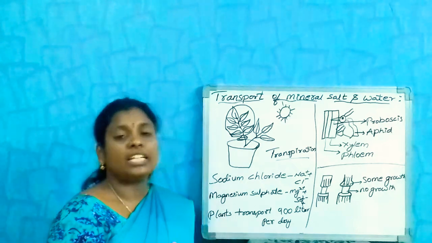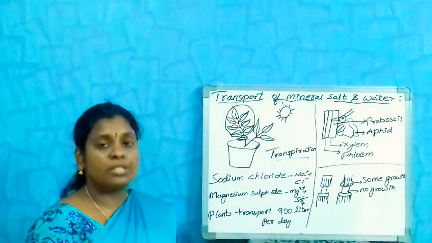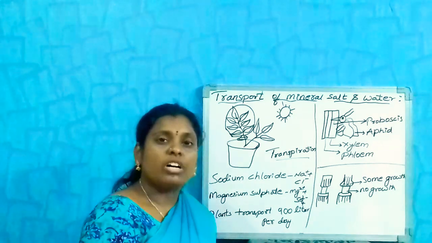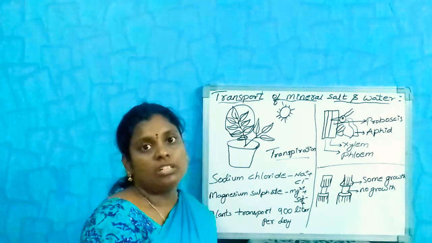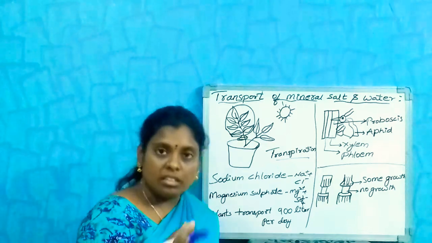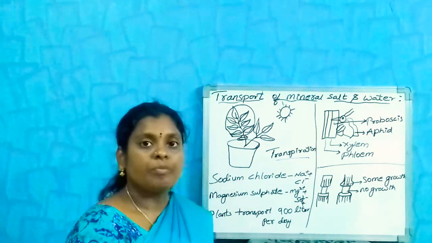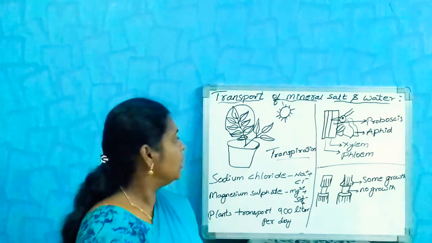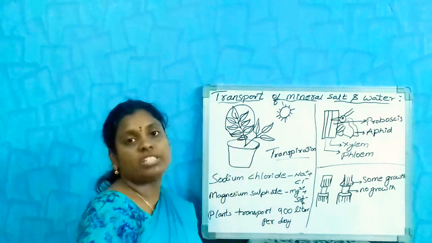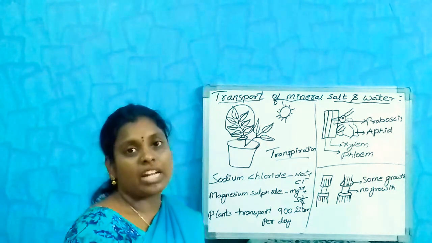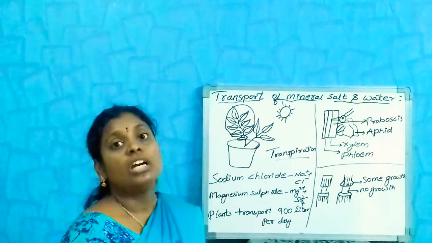But the lenticels, which are present on the stem, also help in transpiration. Some amount of water is also released from the plant there. So this is the activity by which we can show how transpiration takes place.